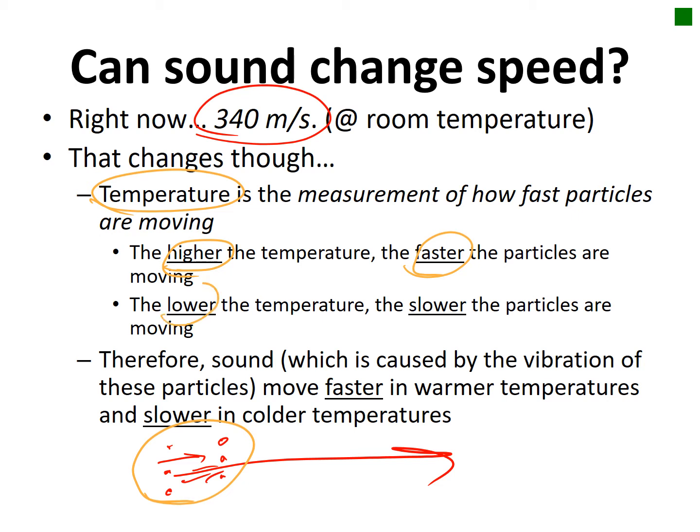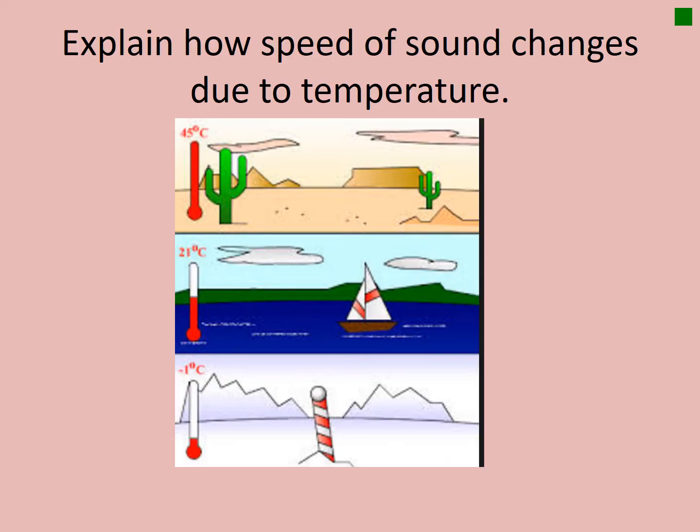If you lower the temperature, meaning these particles are going very, very slow to hit the next set of particles, then the sound will also move slower. So once again, if you want to make sound go faster, you do it in a hotter area. If you want it to go slower, you do it in a colder area. So explain how speed of sound changes due to temperature.